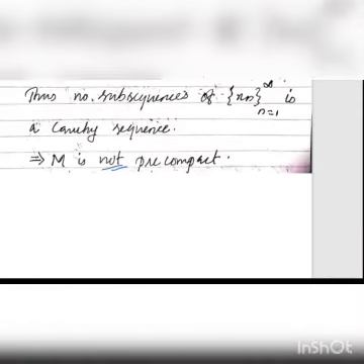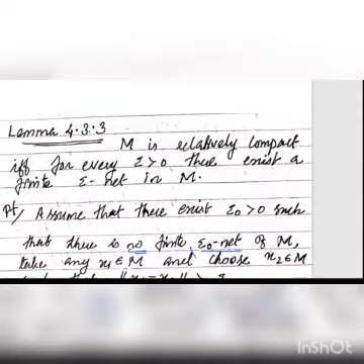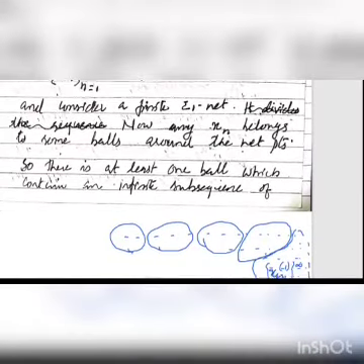So what we have proved is: M is relatively compact if and only if for every epsilon greater than 0 there exists a finite epsilon net in M. For the converse part, we have proved that whenever there exists a finite epsilon net in M, then M is relatively compact. For proving relative compactness, we want to prove that it should have a Cauchy subsequence.